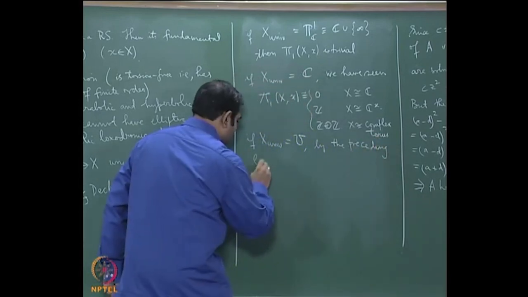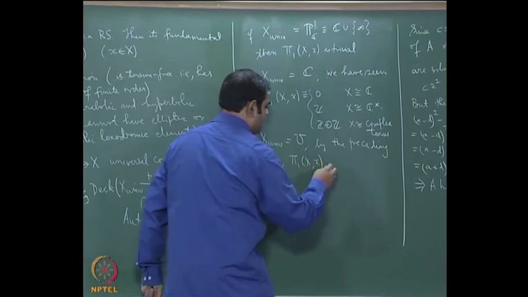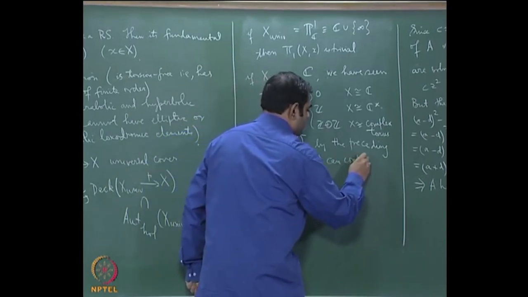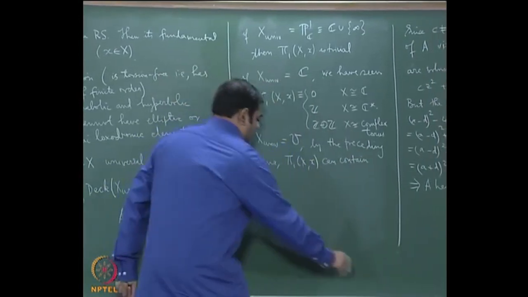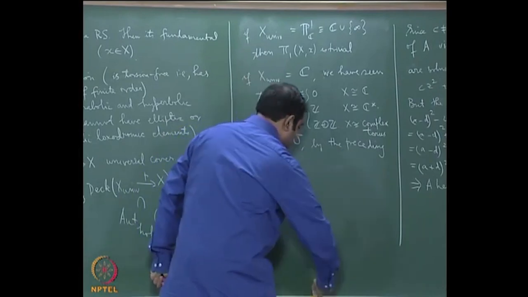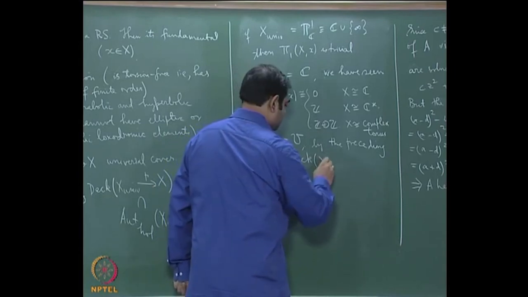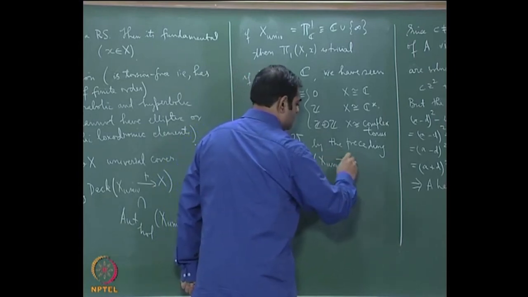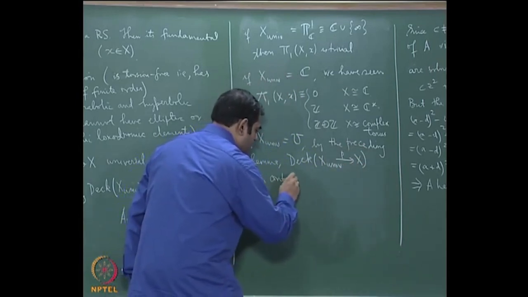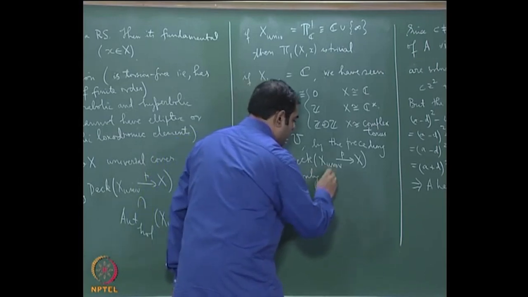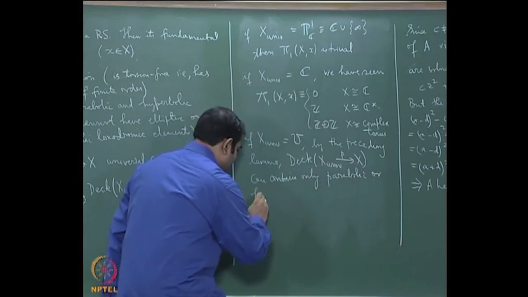By the preceding lemma, pi 1 of X comma x, let me write it as Deck, which is isomorphic to pi 1, can contain only parabolic or hyperbolic elements.